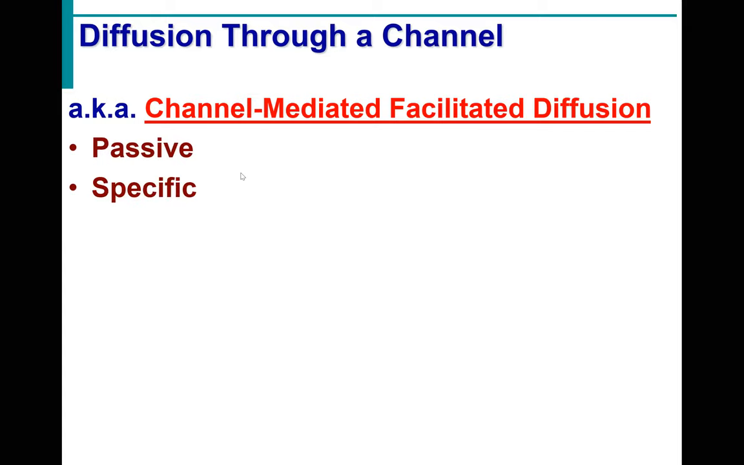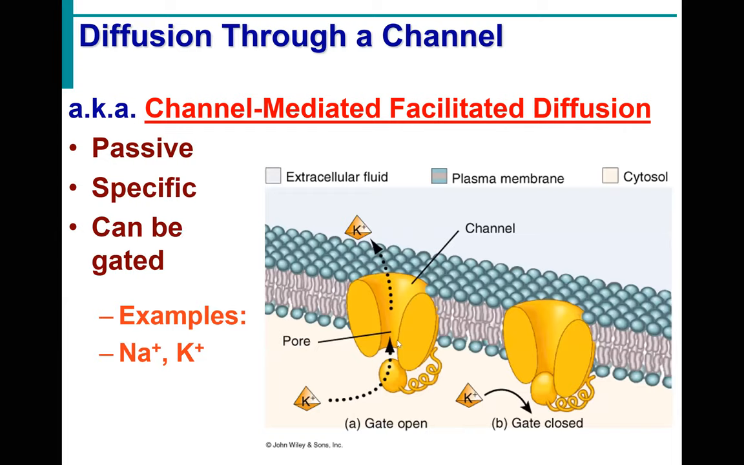Our channels, as we've talked about, are passive, they're specific, and they can be gated. Here we see an example. Here is a channel. We have a circular protein with a pore, a hole in the middle, and in this case, it happens to be potassium. Notice there are two more proteins attached to this. One is a globular protein, one is a long linear protein. They actually have a very technical name for these proteins. They're referred to as the ball and chain.